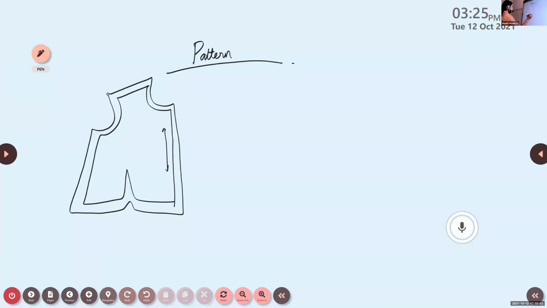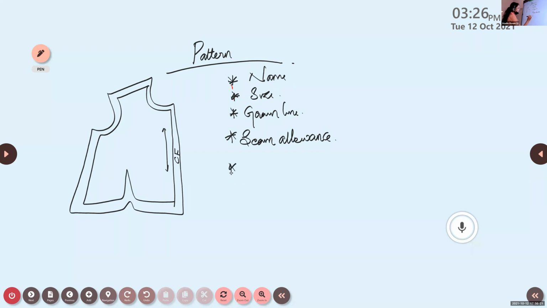So the basic informations like name will be there, size will be there, grain line will be there, and of course, seam allowance will be there. Then center front or center back will be marked.